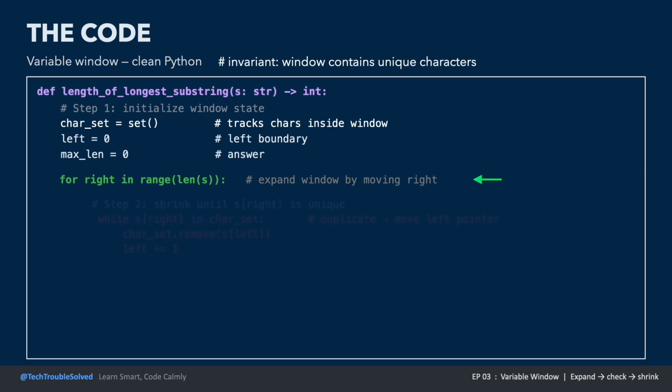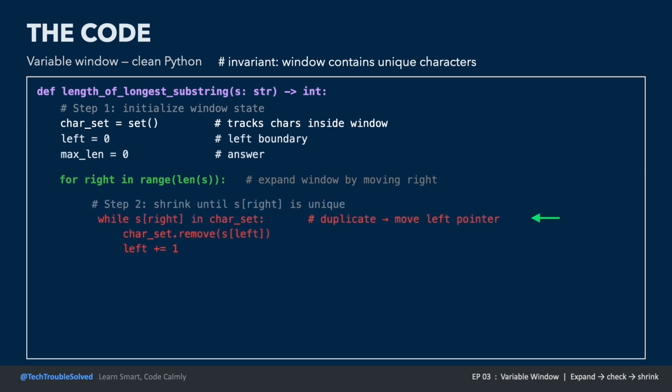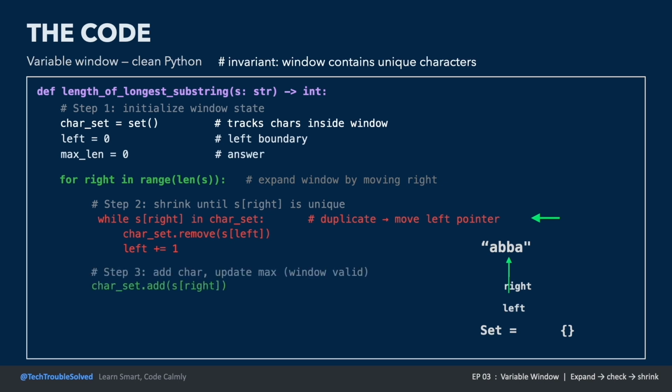The while loop, and this is important. Why while and not if? Here is the thing. One shrink step might not be enough. Take A, B, B, A. R is at the second B. We go into the while loop. Remove A from the left, but B is still in the set. We need to shrink again. If would stop after one removal and move on, while keeps shrinking until the window is genuinely clean.